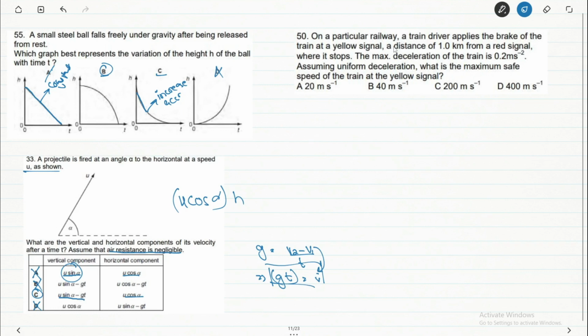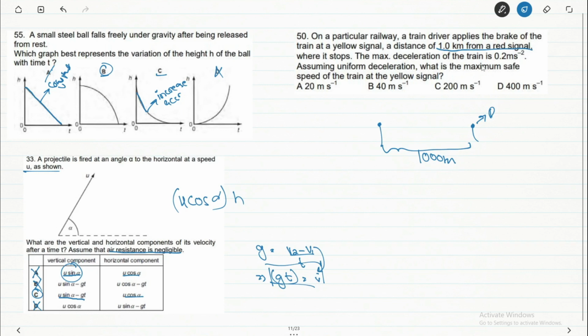On a particular railway, a train driver applies the brake of the train at a yellow signal, a distance 1 kilometer from the red signal. So this is the yellow signal. This is the red signal, R, and the distance here is 1000 meters, right? Because we have to consider standard units in our calculations.